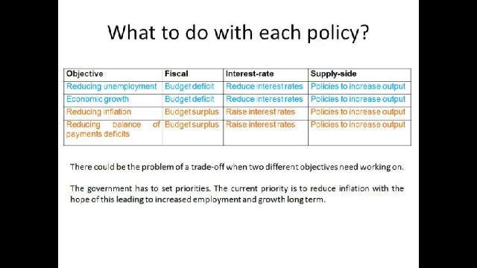There could be a problem with a trade-off when two differently coloured, in this table, objectives need working on. The government has to set priorities, and the current priority is to reduce inflation with the hope of this leading to increased employment and growth in the future. And that's the end of Unit 2 Part 3, and therefore all of Unit 2 altogether.